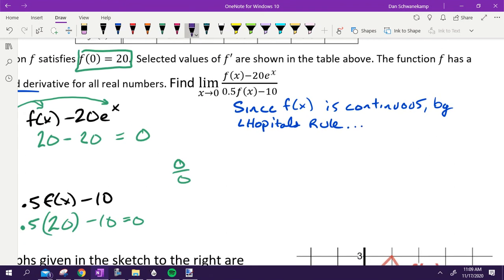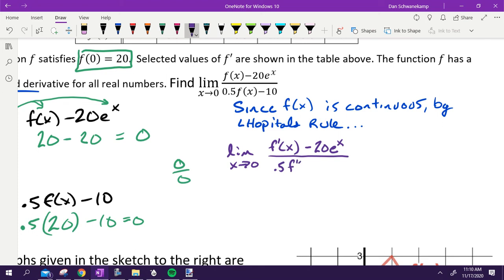We are just going to take the derivative. So we're going to find the limit as x approaches 0 of the derivative on top. What is the derivative of f of x? F prime of x. Minus 20 e to the x. 20 is a constant, that's going to hang out. What's the derivative of e to the x? It's what you see, times the derivative of the exponent. What's the derivative of the exponent? 1. So it's f prime of x minus 20 e to the x. Now I'm going to take the derivative of the bottom. 0.5 is a constant. It's going to hang out.